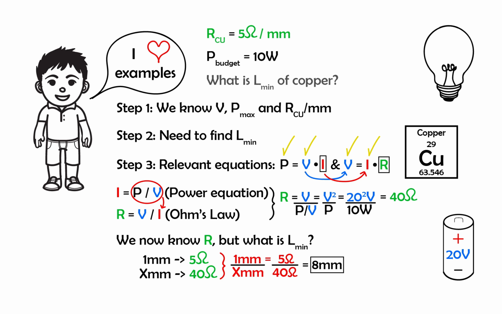If you use anything more than 8 millimeters, then the resistance will be larger, resulting in a lower current and a lower power consumption. Go ahead, try it. Let the length be 9 millimeters and solve for the power. You can work the example we just did backwards.